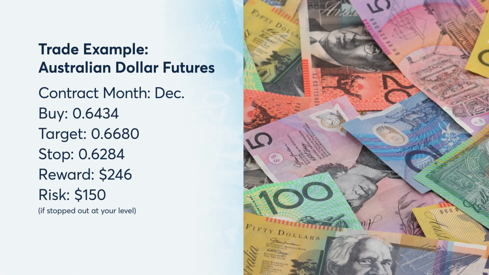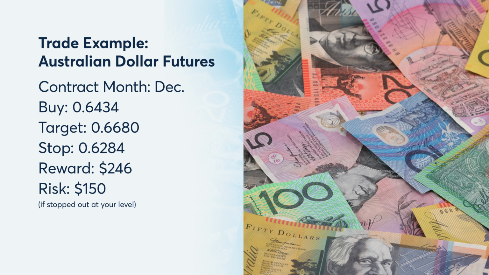Now, if a trader believes the Australian dollar could rally from here, they could buy that December micro Australian dollar futures contract at 0.6434 and target a move back to the November highs of 0.6680. Now, a stop for this trade can be placed below at 0.6284. This trade can make $246 if the target is reached and risks $150 if you're stopped out of your level.